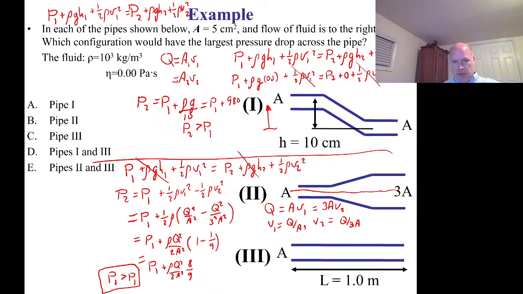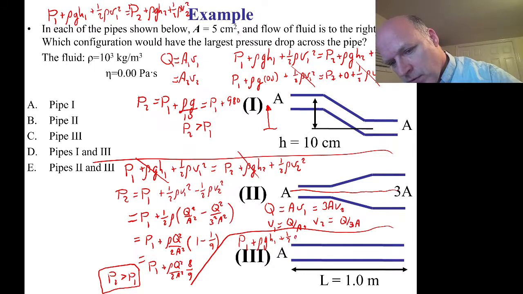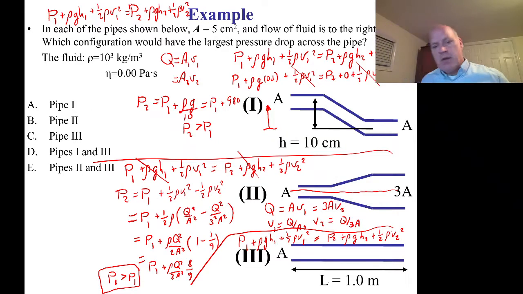Let's look at the third problem, the third part. So in this one, P1, I'm going to spell it out, rho G H1 plus 1/2, slowing down, rho V1 squared is equal to P2 plus rho GH2 plus 1/2 rho V2 squared.